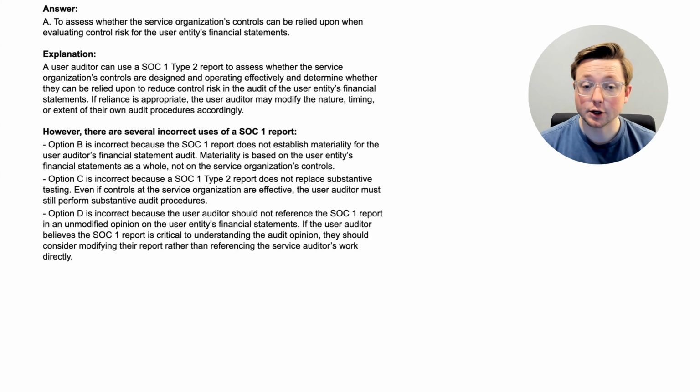A user auditor can use a SOC 1 Type 2 report to assess whether the service organization's controls are designed and operating effectively and determine whether they can be relied upon to reduce control risk in the audit of the user entity's financial statements. If reliance is appropriate, the user auditor may modify the nature, timing, or extent of their own audit procedures accordingly. So those are the things that can be done when a SOC 1 Type 2 report is being used. However, there are several incorrect uses of a SOC 1 report, and that was the other option. So let's walk through them.